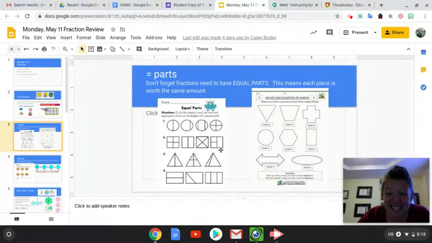Now this one is really hard because we could put a line here and make it into fourths, but is that what they're showing right now? No. So this one might not be equal parts. This one? Yes. No. No. What about this one? Yes. This one? No. Yes. All right.